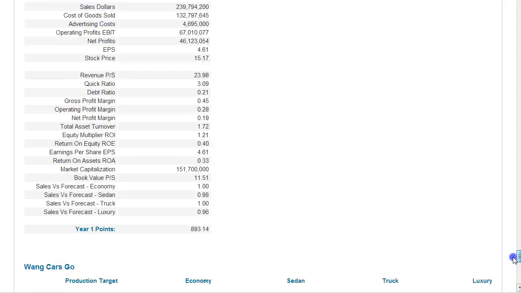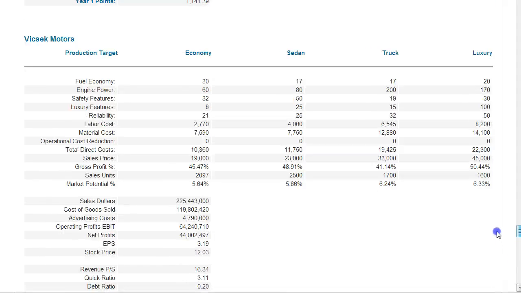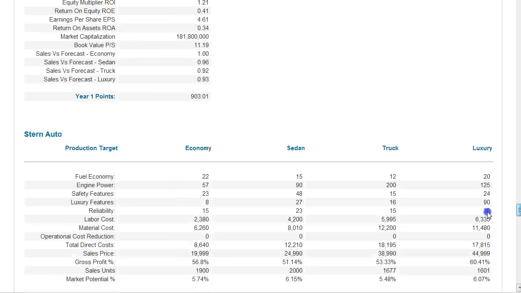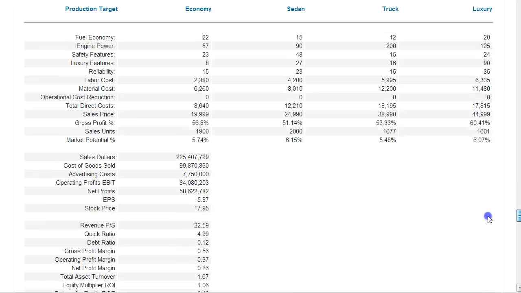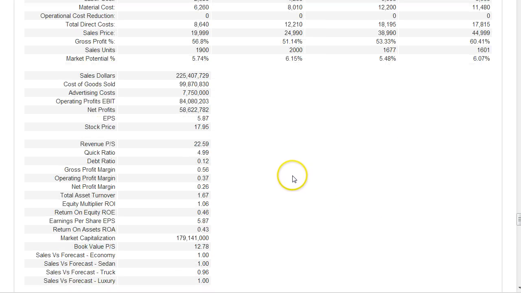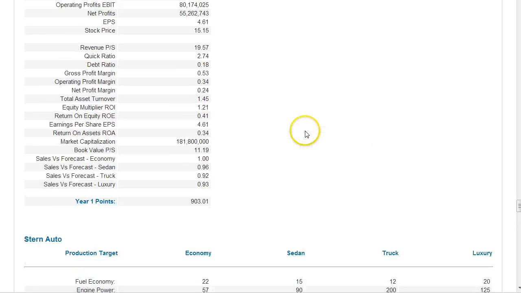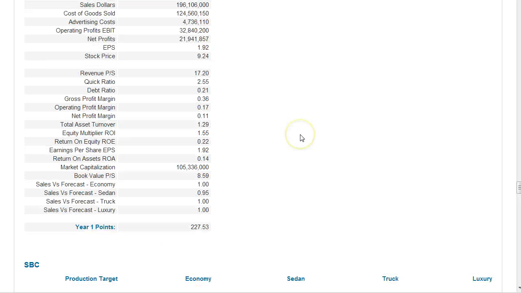Now, if we look at some of the other companies, here's Stern. You can also look at their sales price and their gross profit margins. Stern had profit margins in the high 50s, in the 50s percentile area, and I think that's what helped them do very well. They advertised a lot more than me, even though I think my cars were designed a little bit better.